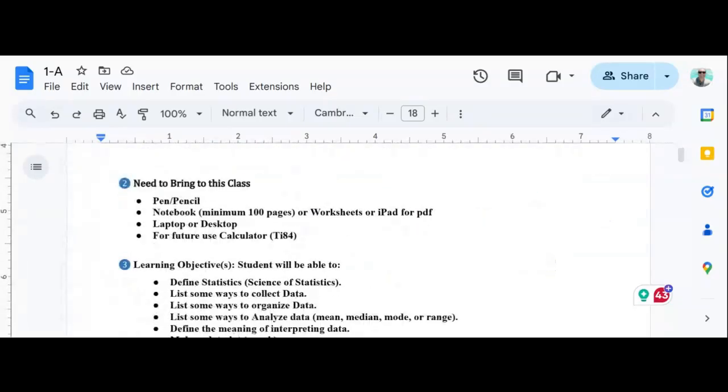As always, you need to bring a few things to this class: pen or pencil. I would prefer pencil. Okay. You need a notebook. And instead of the notebook, you can bring the worksheet. This one, you can print it out at home. So every time you come, bring the worksheet with you, because my lessons go like this: 1A, 1B, 2A, 2B, 3, 4, 5, 6, 7, 8, and so on.